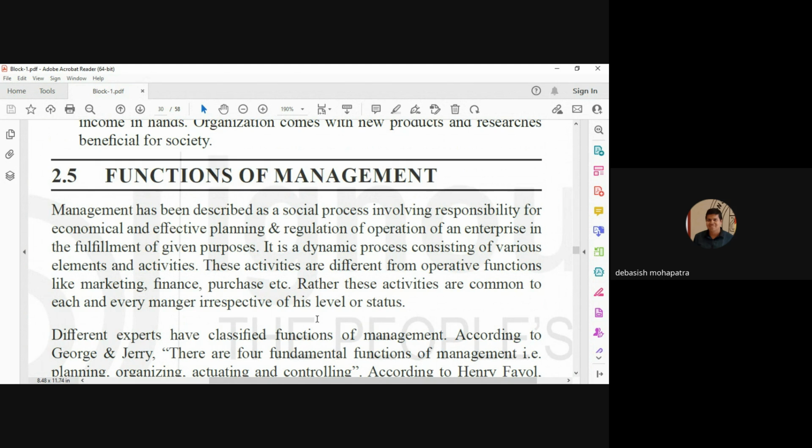Then, functions of management. Management has been described as a social process involving responsibility for economically and effectively planning and regulating the operations of an enterprise in the fulfillment of a given purpose. It is a dynamic process consisting of various elements and activities. These activities are different from operational functions like marketing, finance, purchase, etc. Rather, these activities are common to each and every manager irrespective of their level or status.